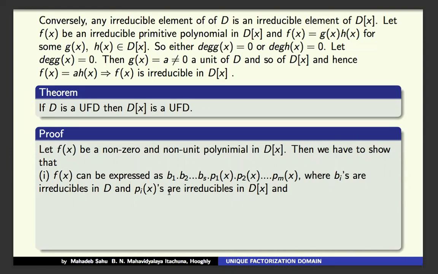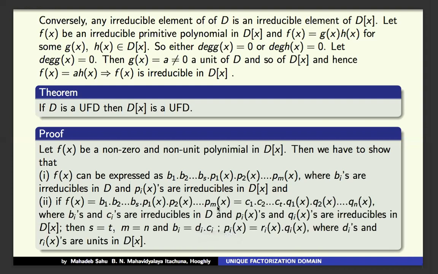You know from the previous discussion that every polynomial is either a primitive polynomial, or it can be written as a constant element times a primitive polynomial. So it is a product of a constant, which is a product of irreducibles, and a primitive polynomial.